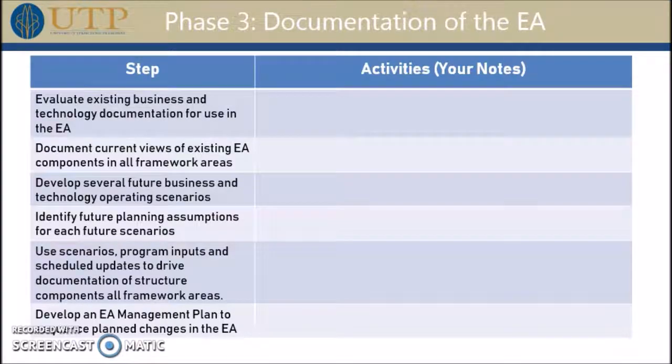Step number 14 is identifying future planning assumptions for each future scenario. So the previous step is about identifying or developing all these several future business scenarios, but we have not gone through the details yet. So step number 14 is about getting into all these details in each of these scenarios that we have identified earlier.